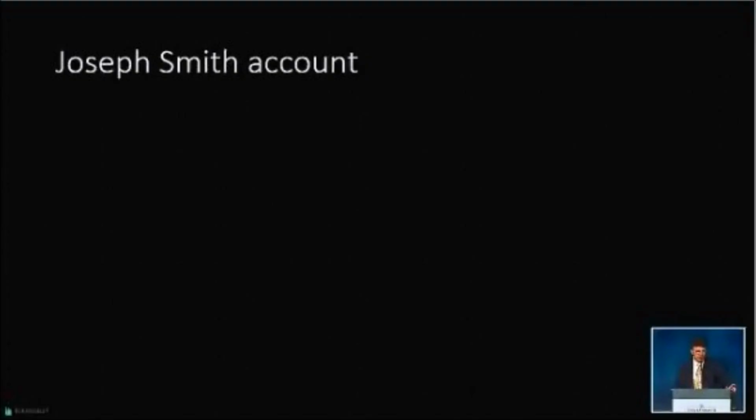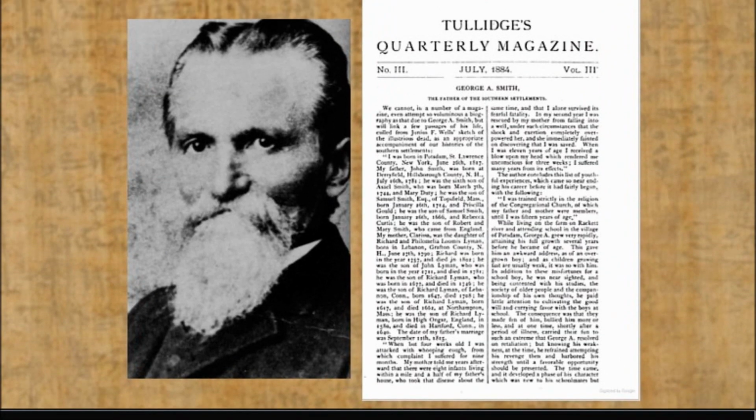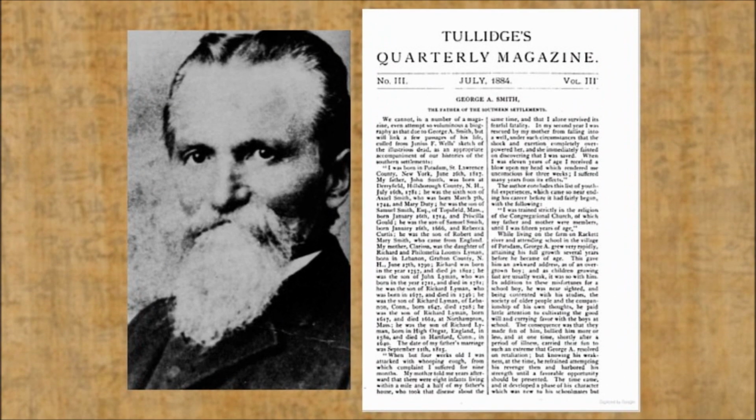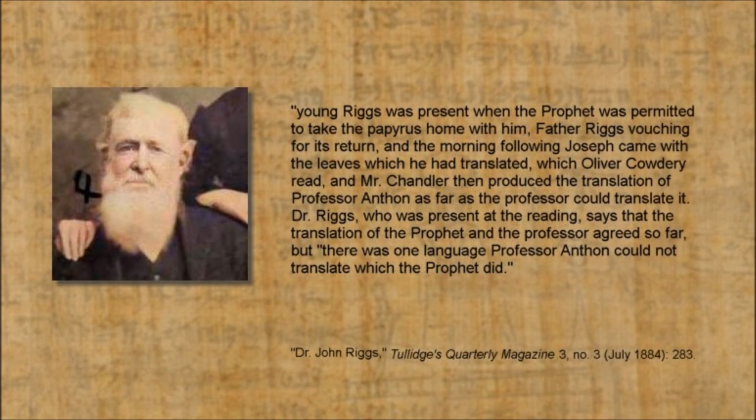The John Riggs source is problematic, and Muhlestein knows it. It is a second-hand account published by late 19th century historian Edward Tullidge in the July 1884 issue of his periodical Tullidge's Quarterly Magazine. It claims, "Young Riggs was present when the prophet was permitted to take the papyrus home with him. Father Riggs vouched for its return, and the morning following Joseph came with the leaves, which he had translated, which Oliver Cowdery read, and Mr. Chandler then produced the translation of Professor Anthon, as far as the professor could translate it. Dr. Riggs, who was present at the reading, says that the translation of the prophet and the professor agreed so far, but there was one language Professor Anthon could not translate, which the prophet did."